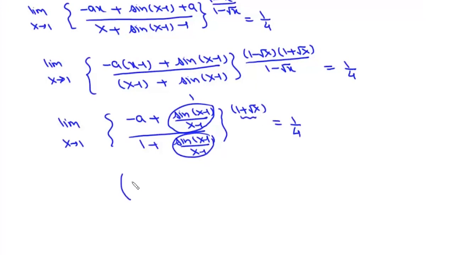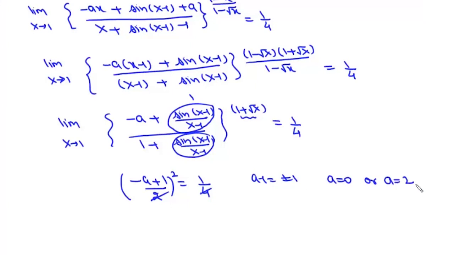So we can write this as minus a plus 1 upon 2, whole square, and it will be equal to 1 by 4. Now this 4 and 4 will cancel. We'll get a minus 1 equals plus or minus 1. So the value of a is either 0 or 2. There are two values of a possible. The value of a could be either 0 or the value of a could be 2.